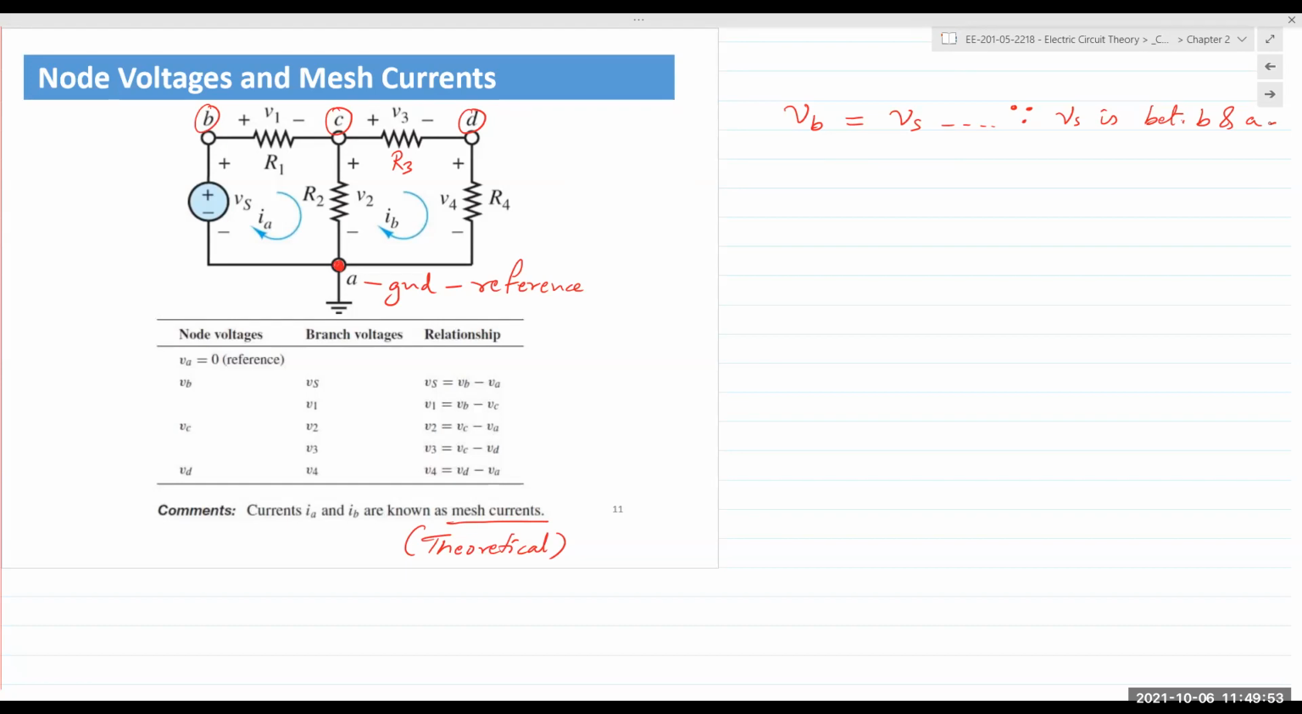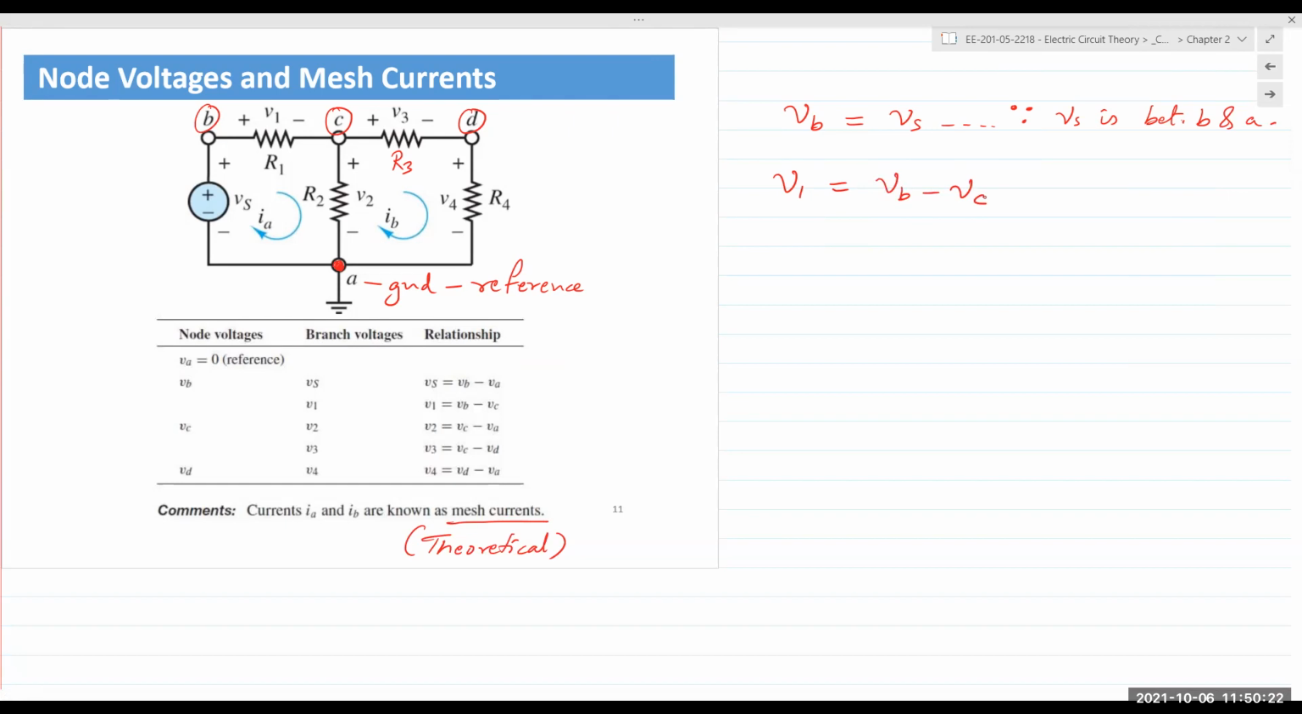You can write V1 is equal to the difference between B and C. And B is already given as plus, C is already given as minus. And so you can write V1 is equal to VB minus VC. And that's the relationship that is described here in this table. V1 is VB minus VC.